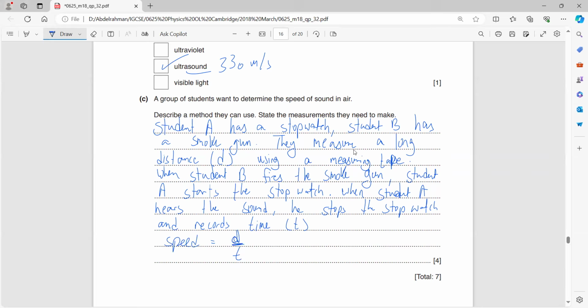You have to measure a long distance. Usually this distance is probably above 300, 400 meters, maybe up to 500 meters, using a measuring tape or whatever device, but you cannot use a meter ruler. When student B fires the smoke gun, student A will see the smoke first, so he'll start the stopwatch, and when he hears the sound, he will stop the stopwatch, because there's a huge difference between the speed of sound and the speed of light. When he stops the stopwatch, he will record the time and calculate speed equals distance over time. Okay.